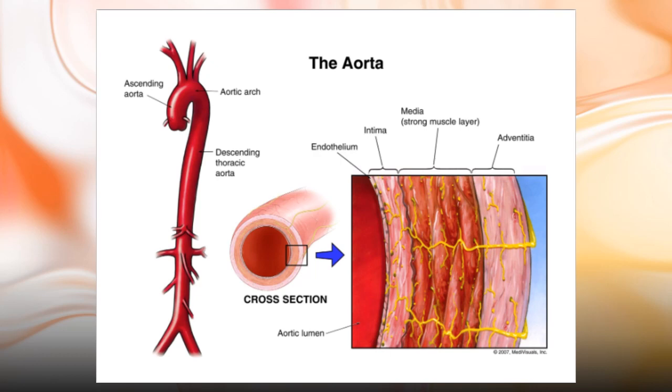This cystic medial necrosis is increased in bicuspid aortic valve, Marfan syndrome, and Loeys-Dietz syndromes. All these changes render the aorta less distensible, stiff, dilated, and elongated, and the arch becomes unfolded.